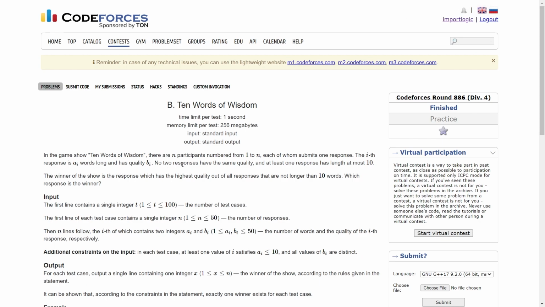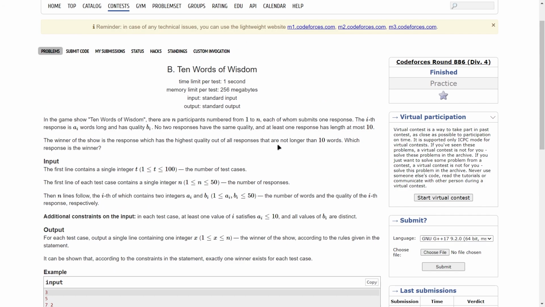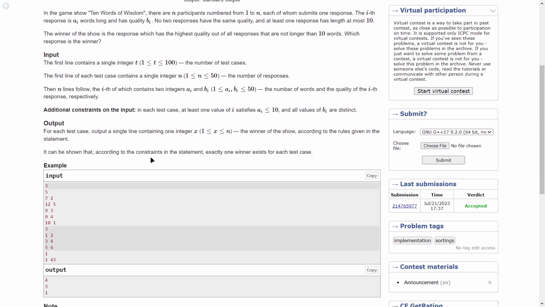This particular problem says that we have been given some participants from 1 to n, and each of their responses is A_i words long and has quality B_i. For example, there are 5 participants and each participant has A_i and B_i written in their input. Now we have been given a limit of 10 words. So we have to make sure that each participant has the number of words less than or equal to 10. Among all these participants, we have to tell the participant which has the greatest quality.